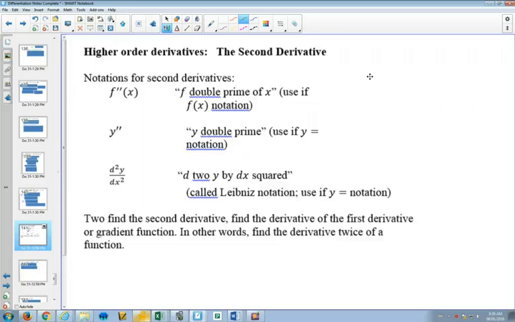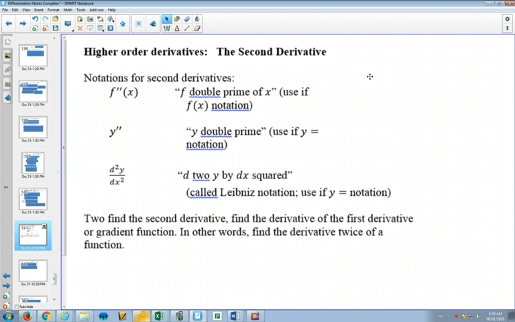So there's one notation. And of course, if you had the y prime notation, which is very similar to f prime of x, just add another tick mark there. With the dy dx notation, it's a little bit different. Makes sense that you're doing it twice, so the 2 is there. But the first 2 is between the d and the y, and the second 2 is after the dx. And we sort of read that as d2y by dx squared. And that's in Leibniz notation.